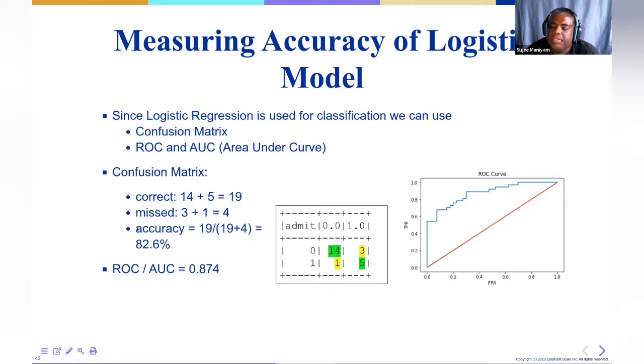So we calculate the accuracy. You add up the green cells, 14 plus 5, divided by the total, so 82%.